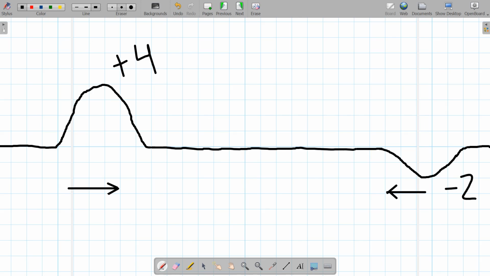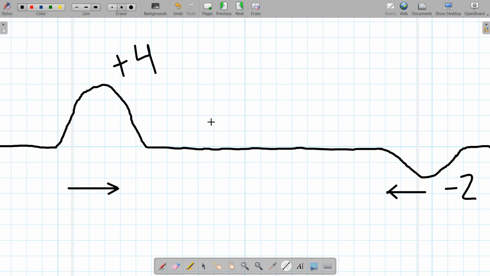Okay, let me ask you guys a question. If this wave is traveling in this direction with positive 4 units, and this wave is traveling in this direction with an amplitude of negative 2 units, what do you think will happen the moment both of these waves meet up right here at the center of the slinky? Well, they're going to interact with each other. They're going to interfere. And that wave, when they meet up, is going to look something like this.